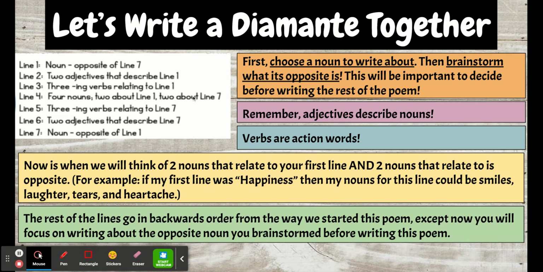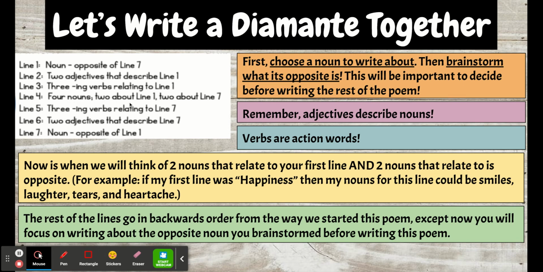Okay, so do you have your noun and its opposite? Fabulous. Let's keep going. Your second line is going to be 2 adjectives that describe line 1. So remember, adjectives describe nouns. And try to make them amazing adjectives. Really get excited about the words you choose. All right, once you've got your adjectives, your third line will be 3 ing verbs relating to line 1. And remember that verbs are action words.